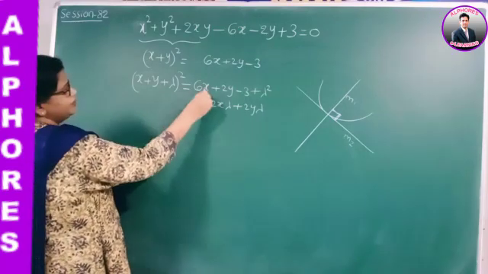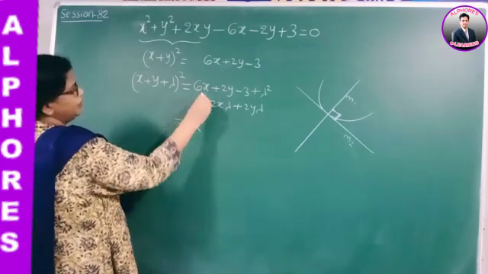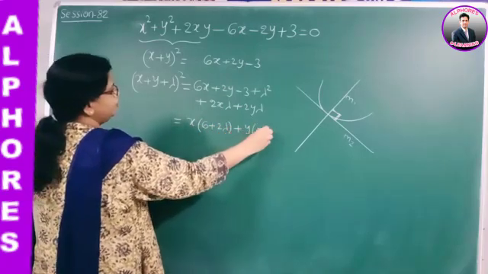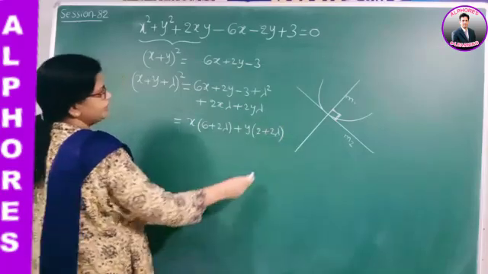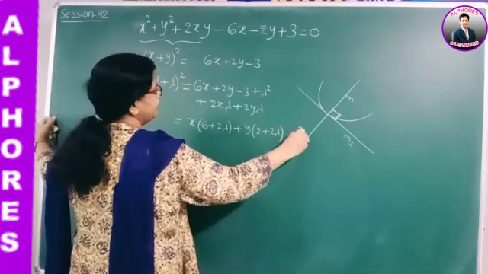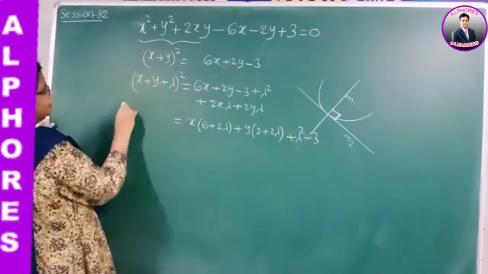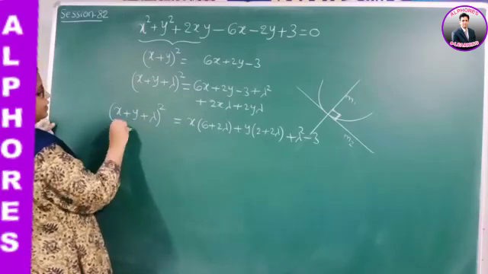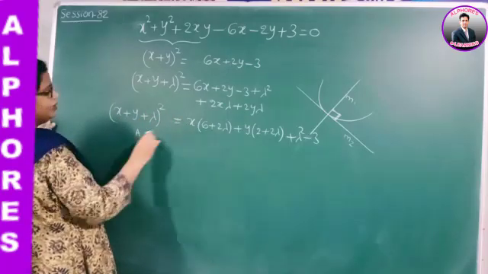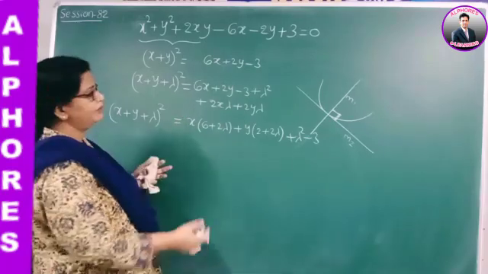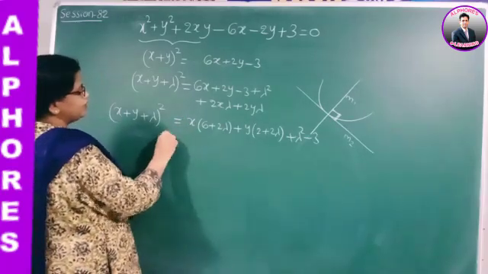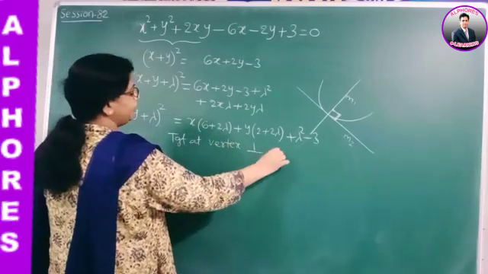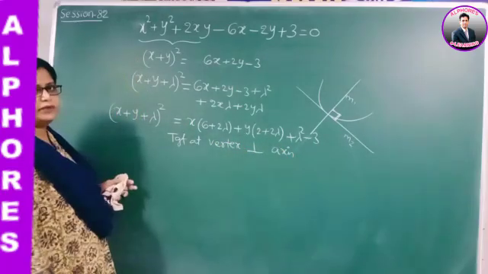Now students, taking x common, it is 6 plus 2 lambda, and taking y common, it is 2 plus 2 lambda, then the leftover constant is plus lambda square minus 3. Now this side you got (x plus y plus lambda) whole square. So this is the axis whole square, and this side it has to be tangent at vertex. And what is our concept? Tangent at vertex must always be perpendicular to the axis.